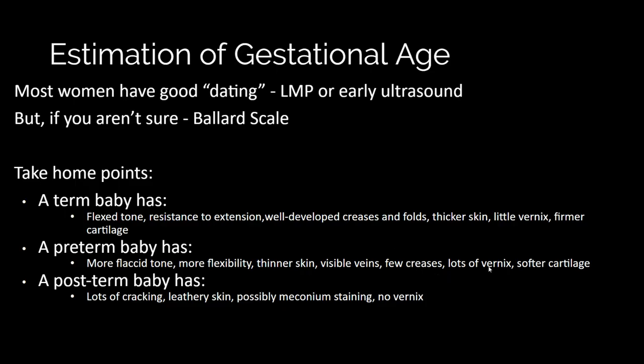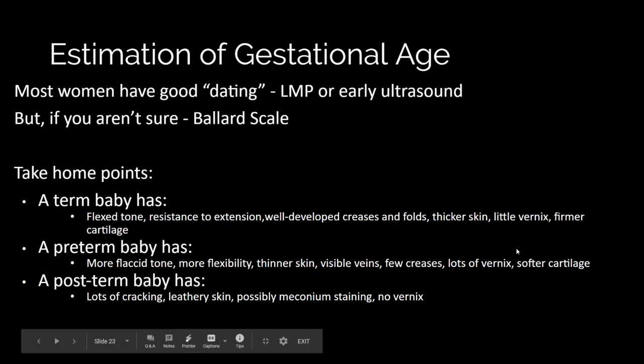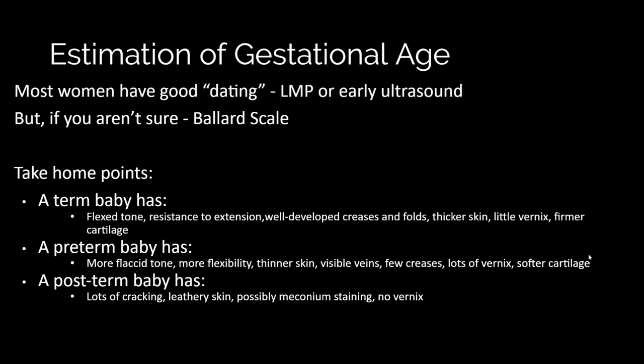And when you get towards like 34, 35, 36 weeks, there's more vernix. It'll disappear a little bit later. Their cartilage is softer. So when you bend the ear, it's going to kind of let you bend it really easily. What's important to remember about that is that affects all the cartilage in the body, including the cartilage in the trachea. And so we have to be really careful with a preterm baby's airway.